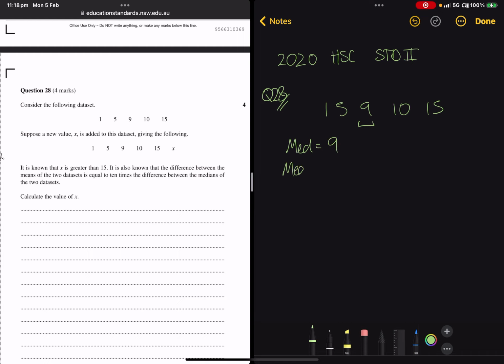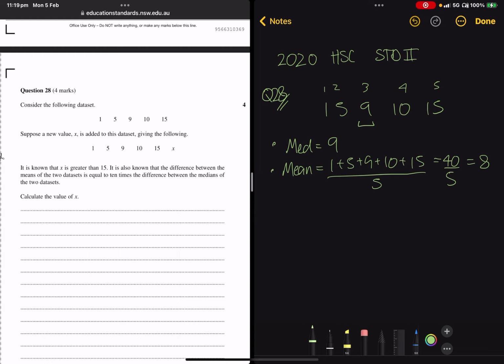The mean is the sum of all the scores divided by the number. So there's 1, 2, 3, 4, 5 scores in this data set. So it'll be 1 plus 5 plus 9 plus 10 plus 15, all divided by 5. So 1 plus 9 is 10, plus 5 is 15, plus 15 is 30, plus 10 is 40. So this is 40 on 5. So this is 8. So we know the median and the mean of the first data set.